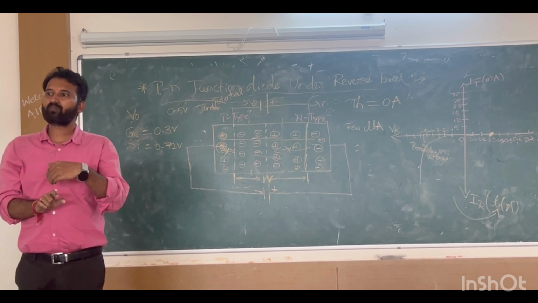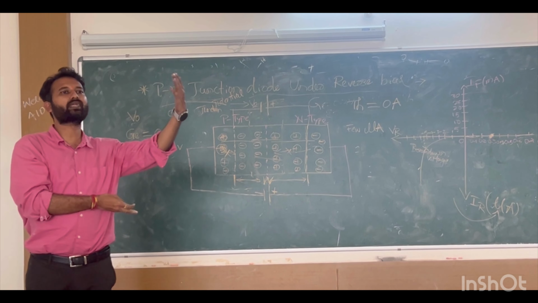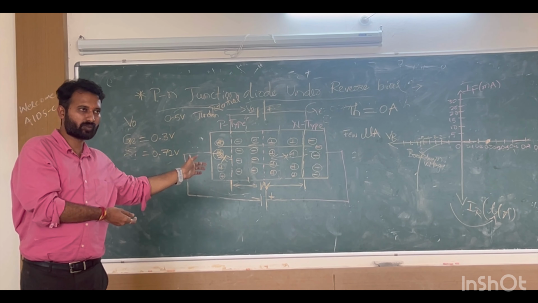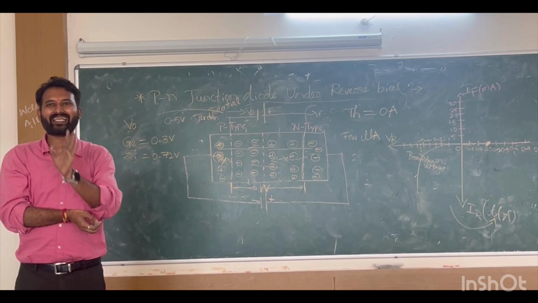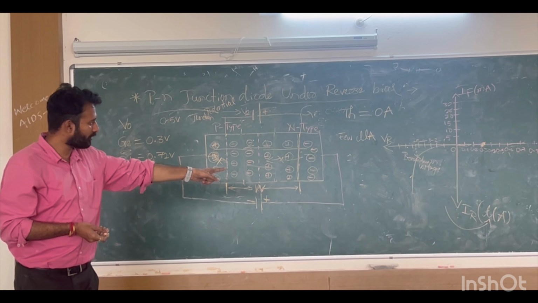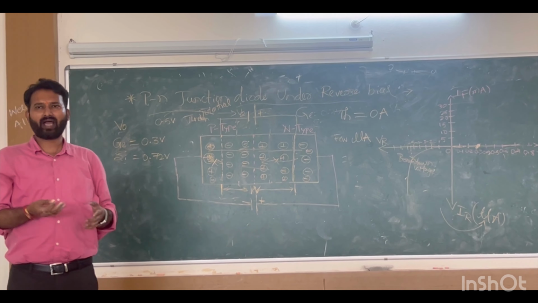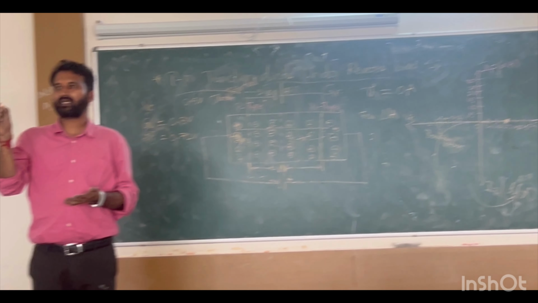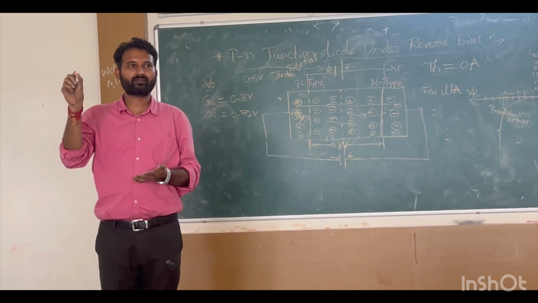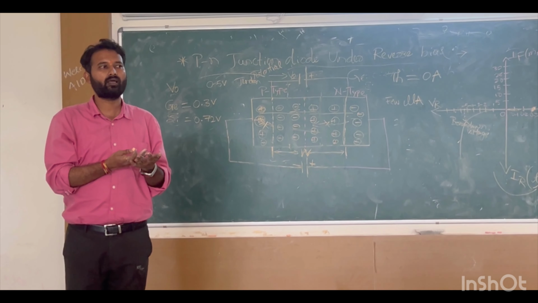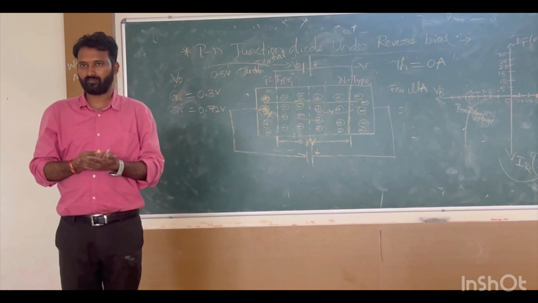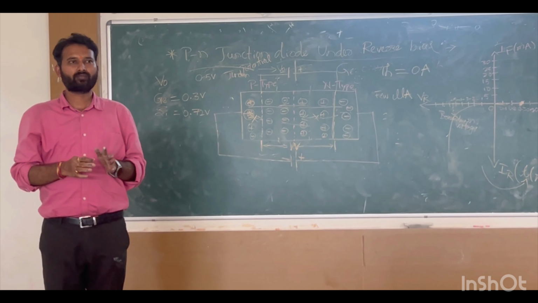Theoretically, no current. But practically, when you go to the lab and do this experiment, there will be a minimum, negligible current, in the order of microampere. Micro means very less, 1 into 10 raised to minus 6. That is 1 microampere. A very negligible current will flow under reverse bias condition. Clear? Theoretically, no current, current is zero. Practically, there is a current. I'll tell you why.